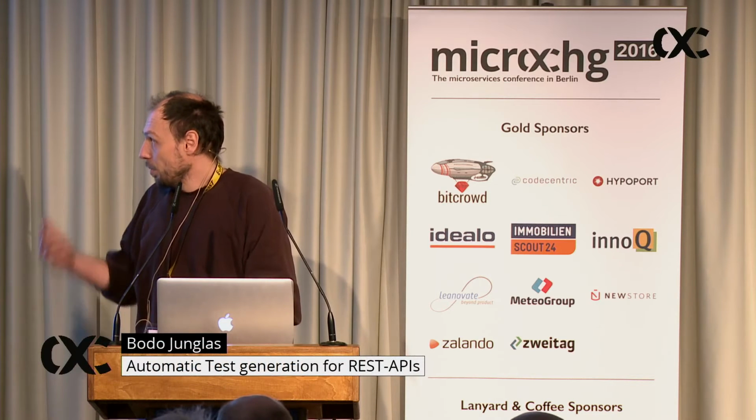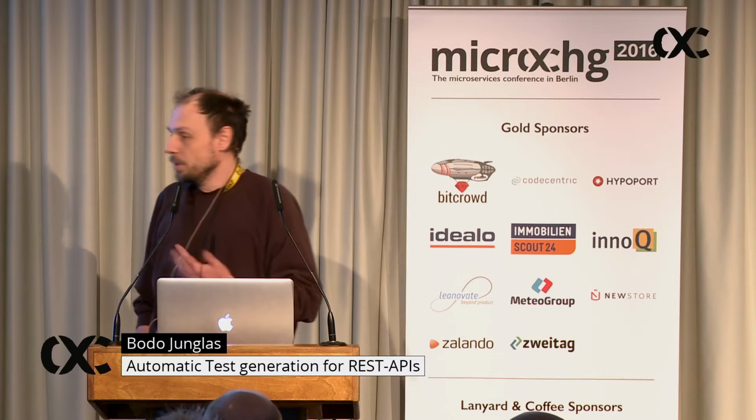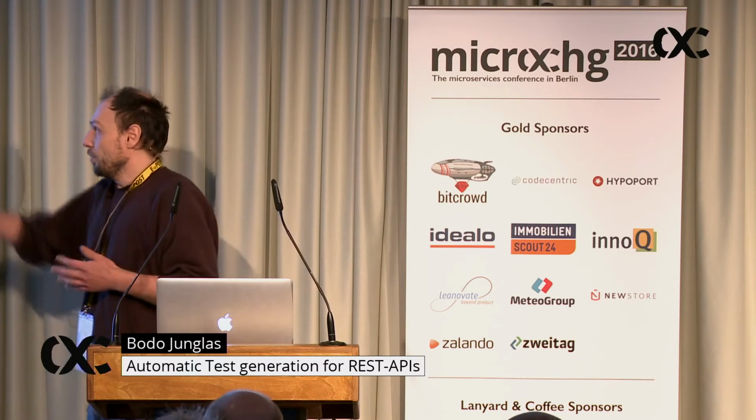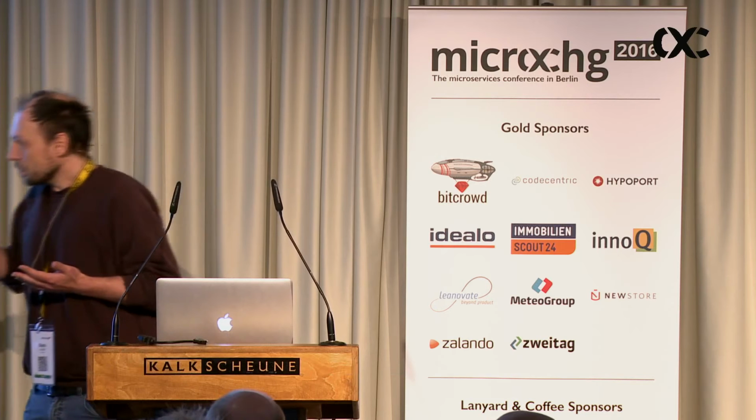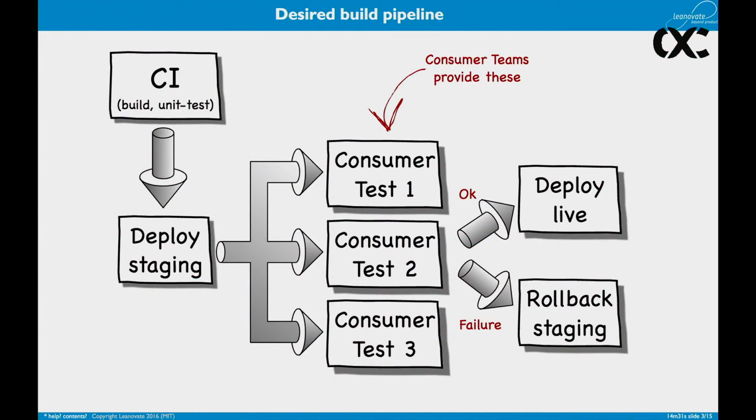Now, just a reminder, what you eventually really want to have is a build train like this. You have some kind of CI build, then you deploy this to a staging or test environment, and then comes the main part: you run the tests provided by all your consumers of your API, and then decide if you go on to live or do a rollback. The consumer tests are set by the consumer teams because they represent their view on your API. But I'm not really talking about this, just keep in mind this is what you really want.